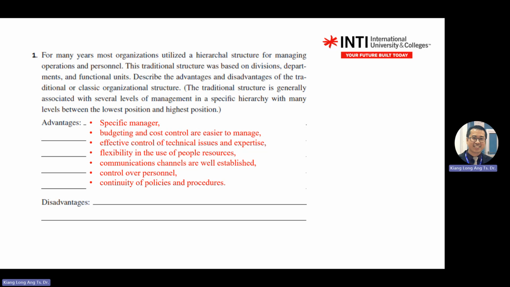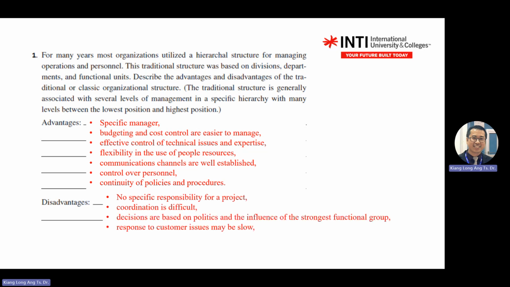Usually 3. If the question asks you advantages, disadvantages, usually 3 points is enough. 3 for advantages, 3 for disadvantages. Okay, disadvantages. For disadvantages, you focus on the project. You say something about the project.